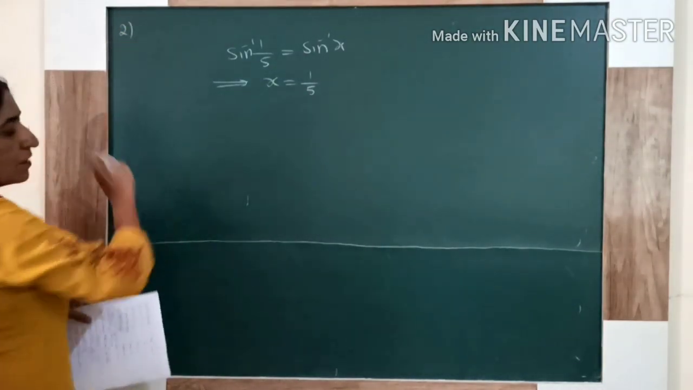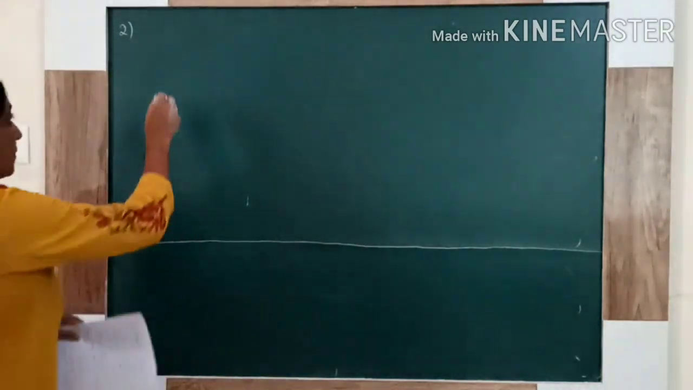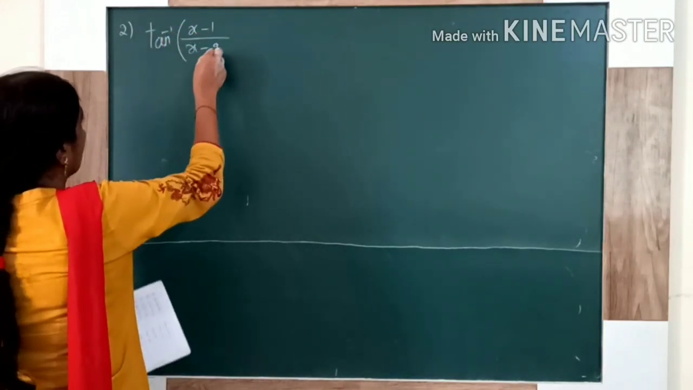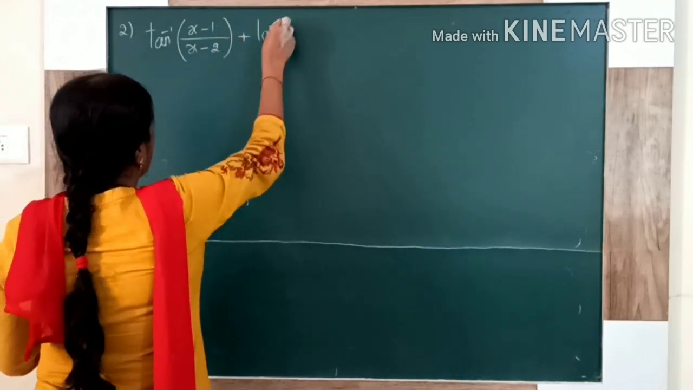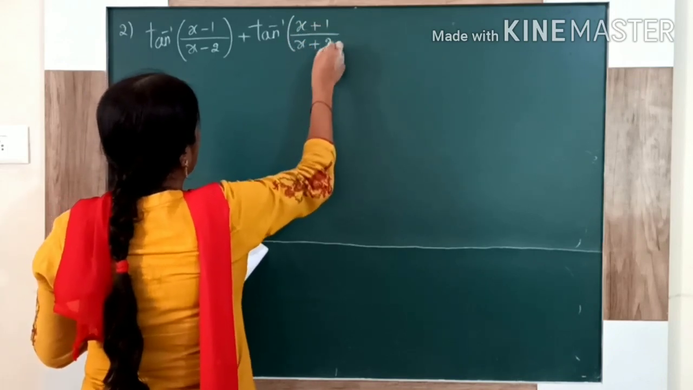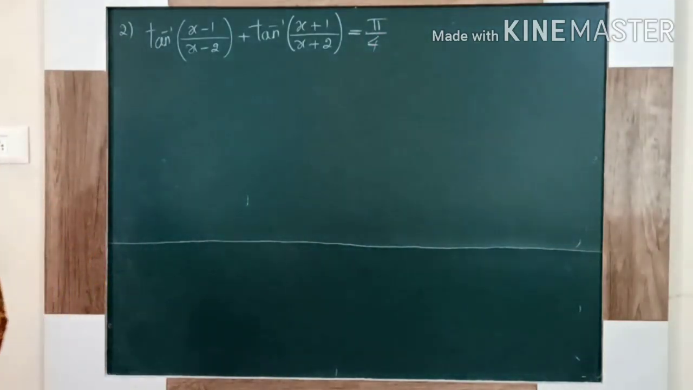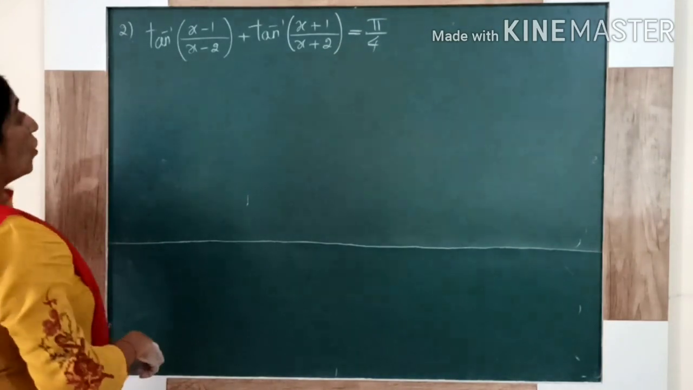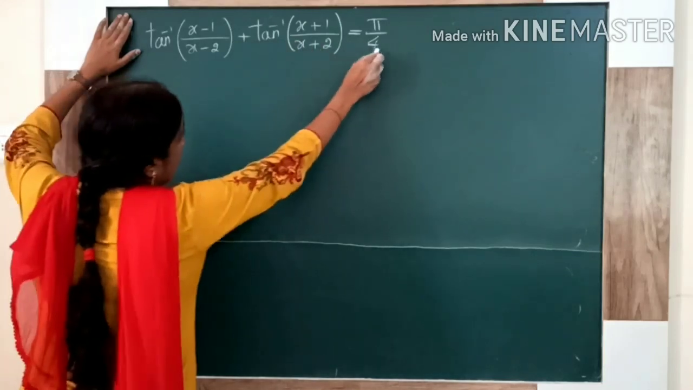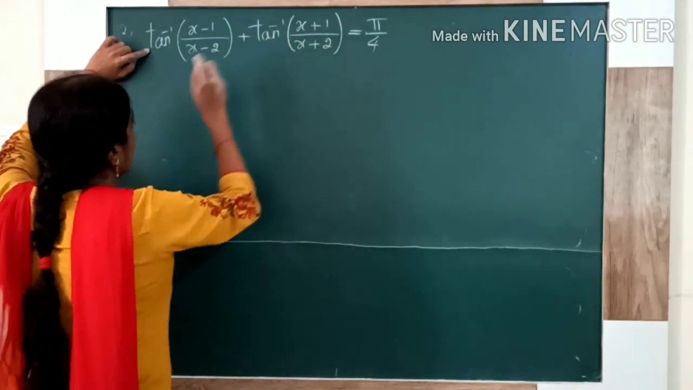Now I am giving you the second problem. Tan inverse of (x minus 1) upon (x minus 2) plus tan inverse of (x plus 1) upon (x plus 2) is equal to pi by 4. Remember, it is not prove; it is solve for x. So write down the LHS as well as the RHS. After writing both, it is in the form of tan inverse x plus tan inverse y. Apply that formula.